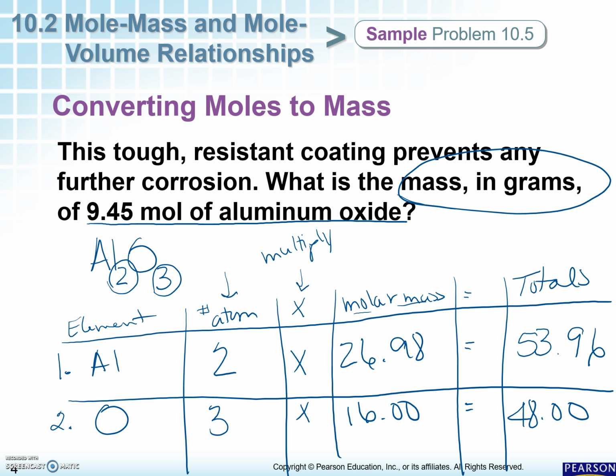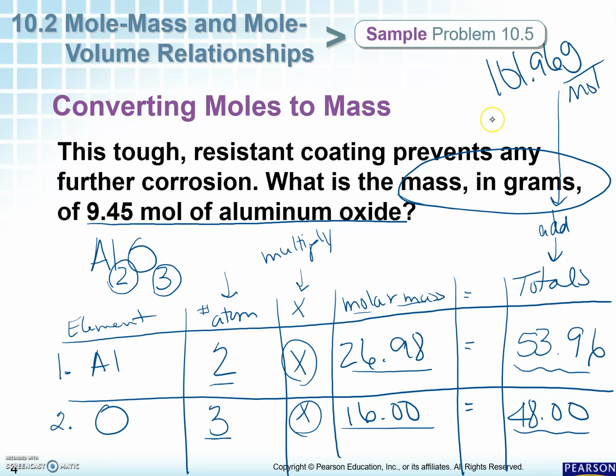When you take this straight across, you're going to take 2 times 26.98, and that'll give you your 53.96. And the same can be said for the oxygen. You're going to take your 3 multiplied by 16 to give you your total of 48. Now to get the total molar mass, we're going to add up this column. Whenever you add up this column, your total molar mass is 101.96 grams per mole.